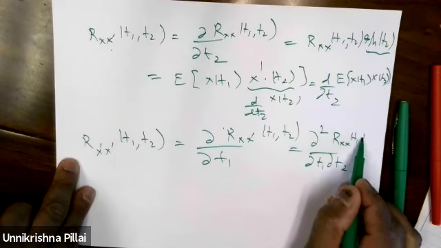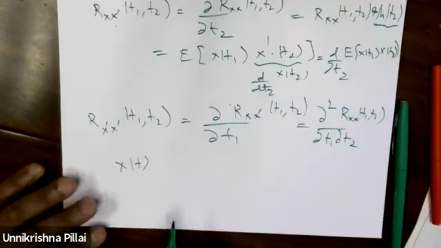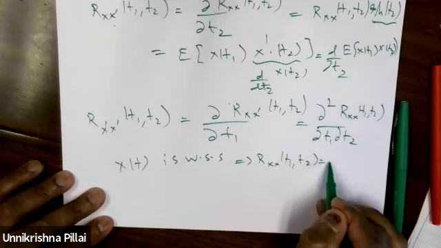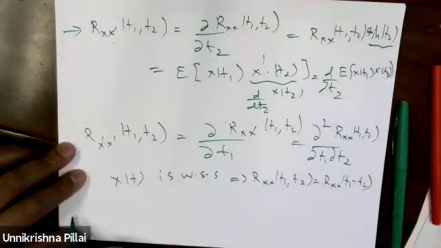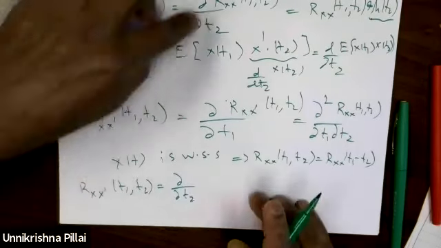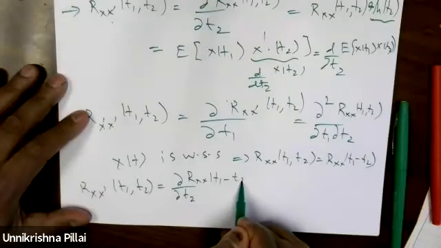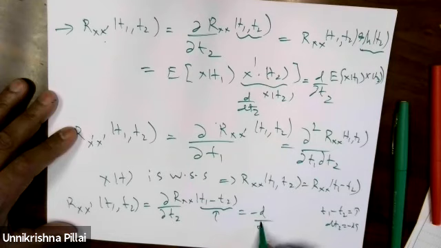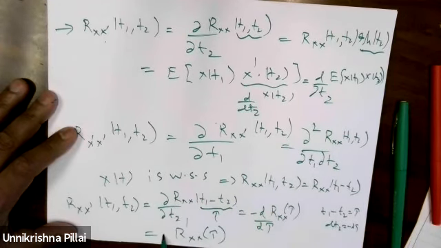All right, now suppose X of t is wide sense stationary. So let's do that case. That means Rxx of t1, t2 is Rxx of t1 minus t2. Let me substitute that into the first expression. You get the cross correlation function, Rxx prime of t1, t2, is d by dt2 of Rxx of t1 minus t2, because this is wide sense stationary. I'm going to call t1 minus t2 tau. So dt2 is minus d tau. The derivative is with respect to minus d tau of Rxx of tau, so I'm going to write it as minus Rxx prime of tau.